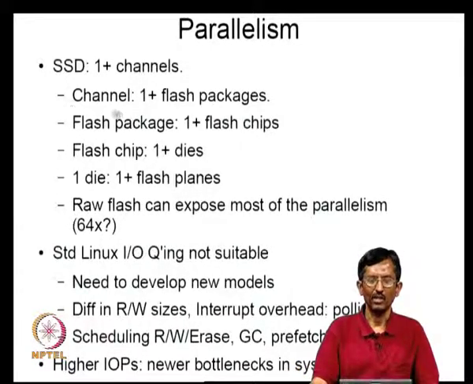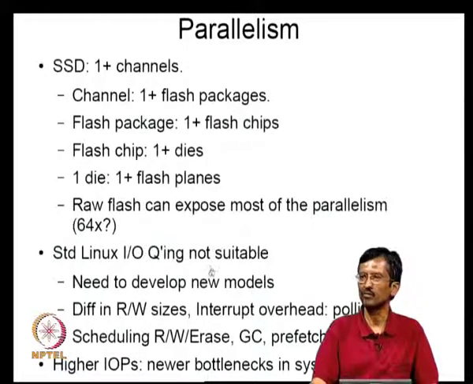Okay. And so, basically there are multiple channels, each channel has multiple flash packages, each flash package has multiple flash chips, each flash chip has multiple dies, one die has got multiple planes. So, so many levels of parallelism are there. So, you can get as much as 64x or even higher levels of parallelism in these kind of systems, and the issue is how do we expose it.